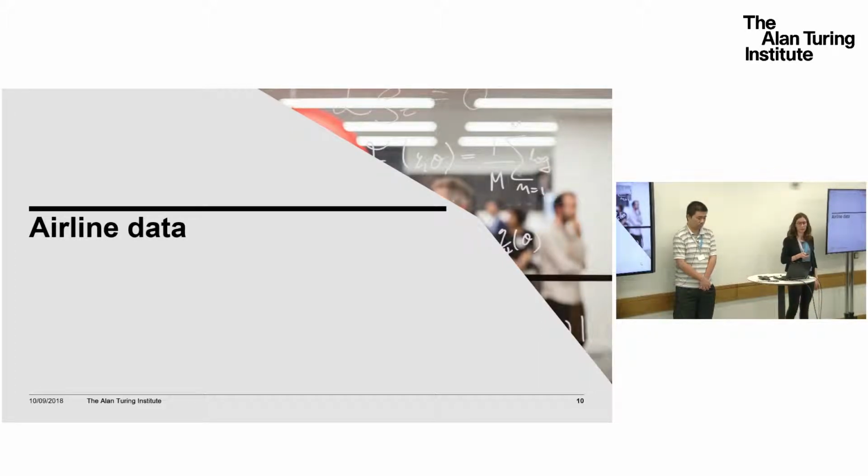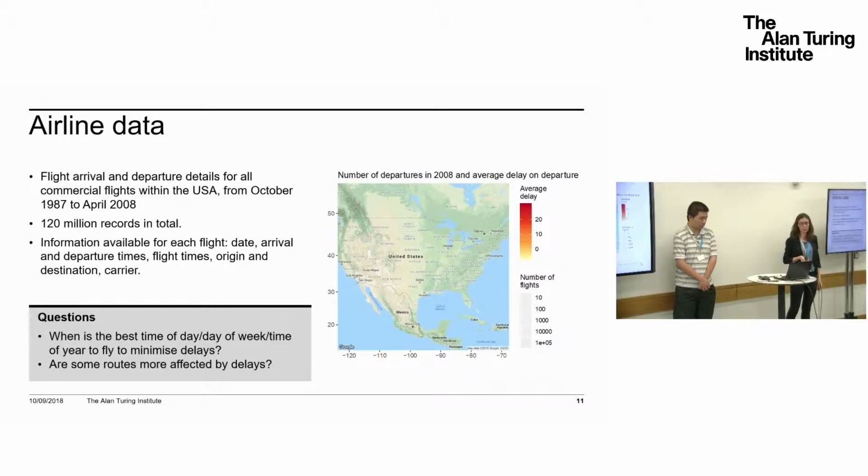Finally, the airline data. As I mentioned before, we have information available for all the flights between 1997 and 2008 in the US. So that is 120 million records in total. And for each flight, we know the date, the arrival and departure times, the carrier names, the flight name, and the origin and destination airports. Some of the questions that we can answer with those data are what is the best time of the day or the week or the year to fly in order to avoid delays, and which are the airports that are more affected by delays.